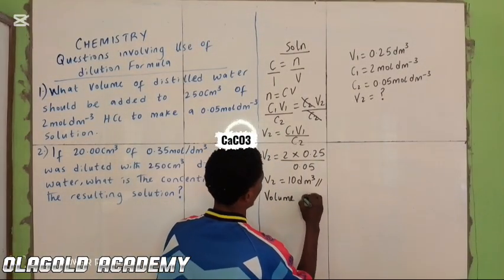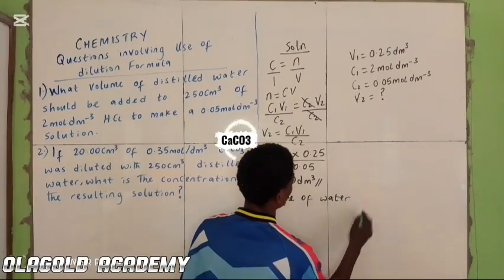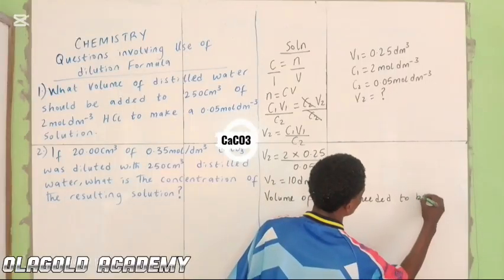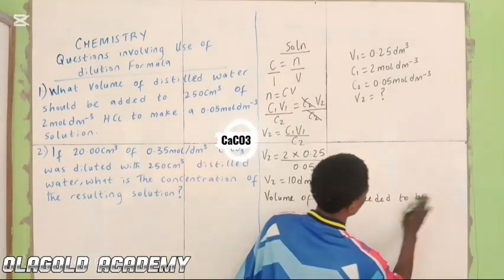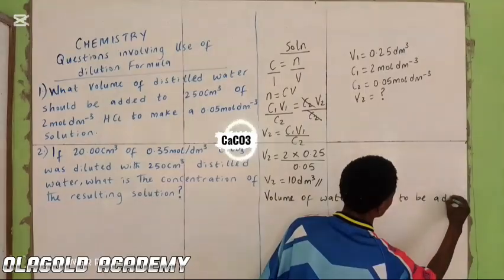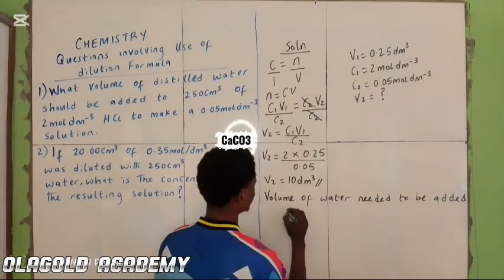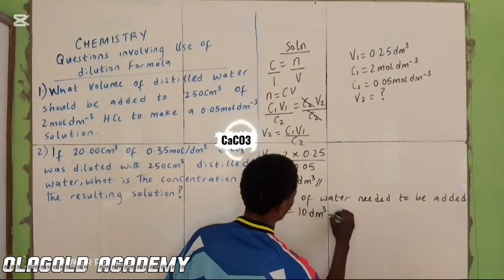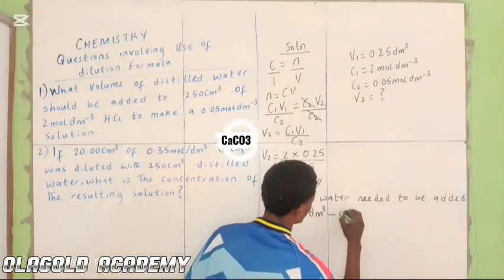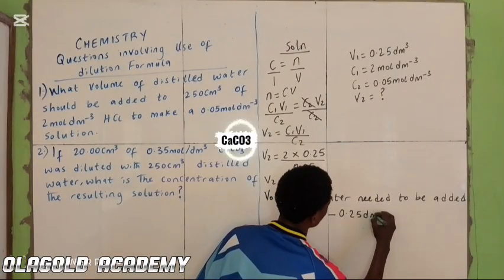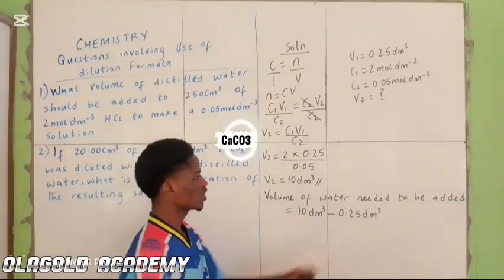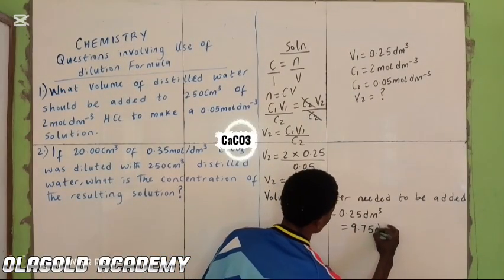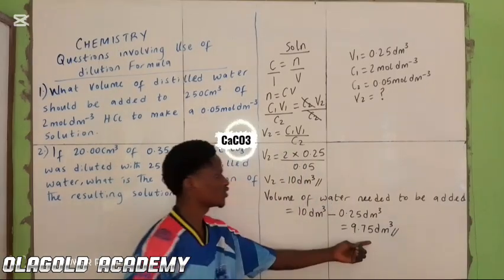Alright, so we can say volume of water or distilled water needed to be added equal to 10 dm³ minus 0.25 dm³. Alright, we have this. We subtract, we are going to get equal to 9.75 dm³.